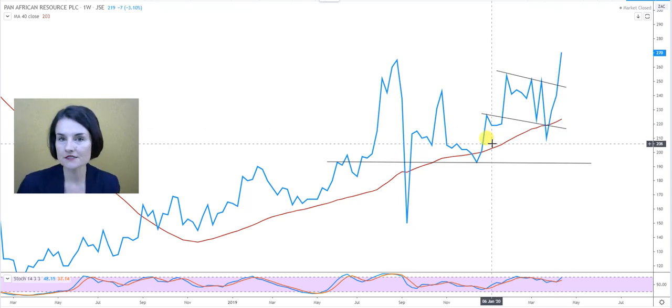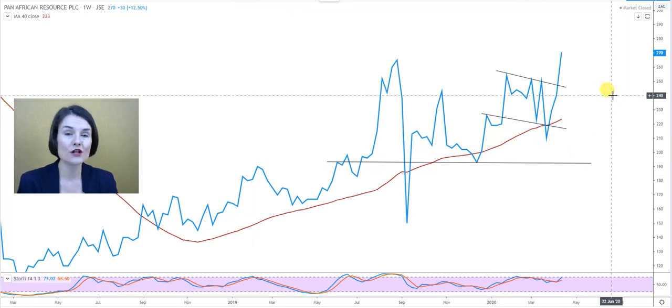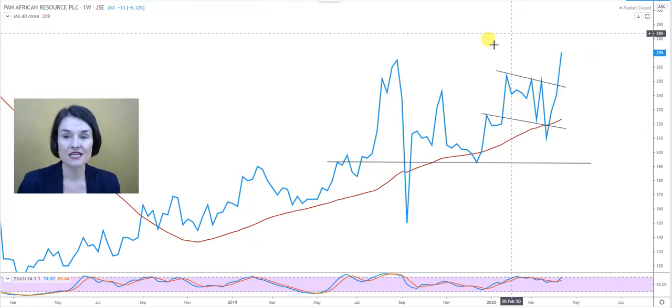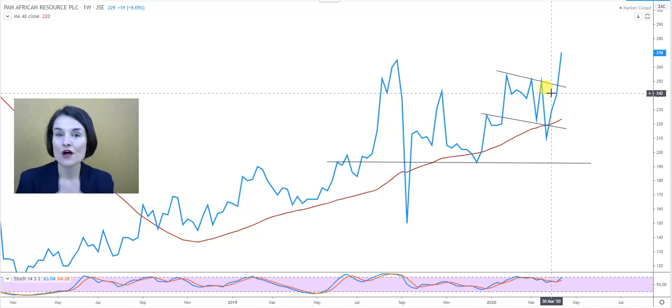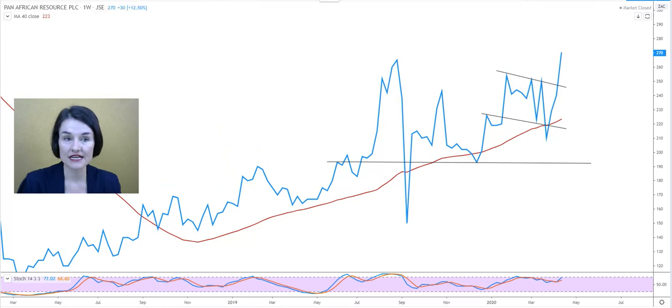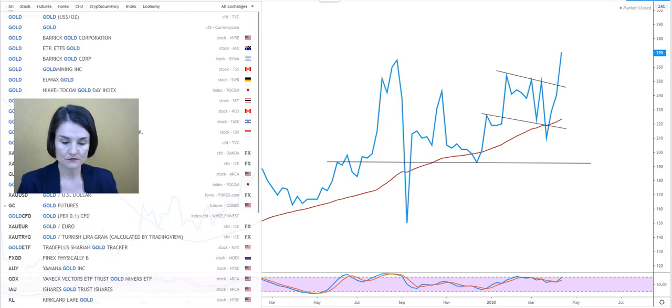If you're not in it, you're too late. So I would rather look for other shares. There are many of them that are oversold, that have beautiful turnaround patterns on them. But I think Pan Africa at these levels, I would maybe consider taking some of the profit. And let's have a look at the gold price, which will give you maybe an indication of what we can expect on the gold price.